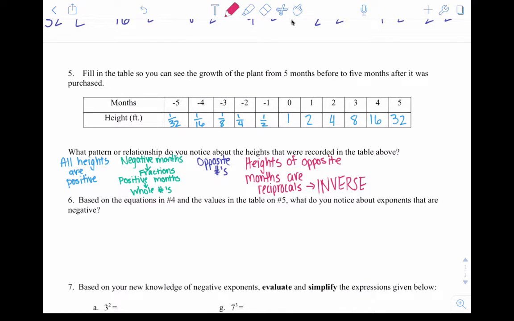So now based on the equations in number 4, based on the values in table 5, what we just talked about for the second part of question 5, what do you notice about the exponents that are negative? So now we're looking specifically at those. So pause this video, think about it, put it into words, and then play the video.